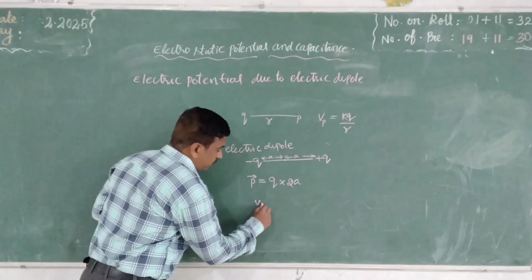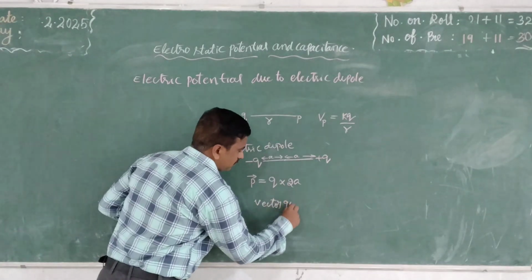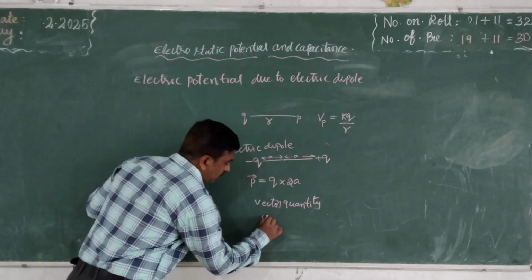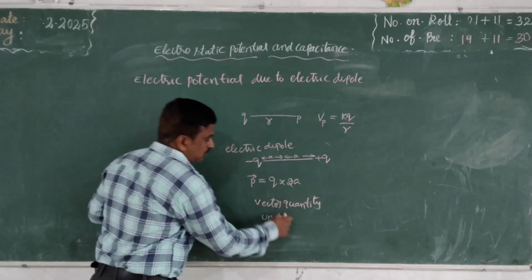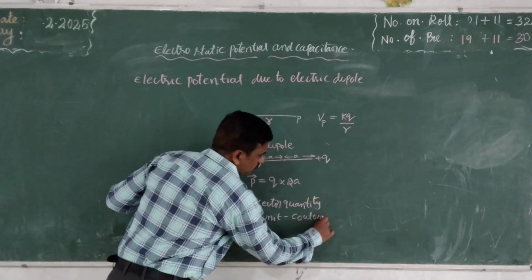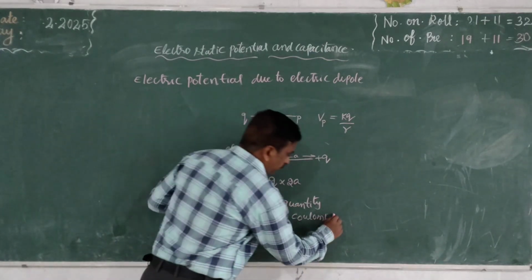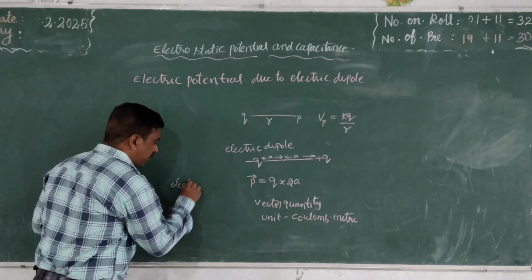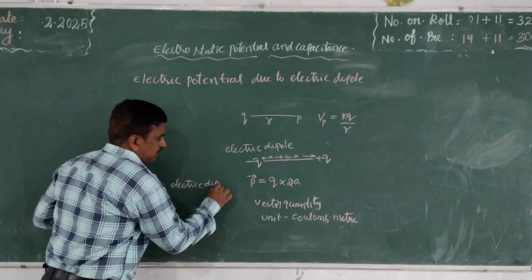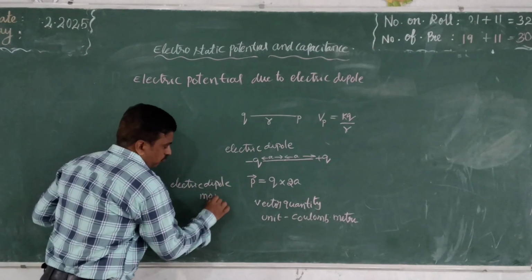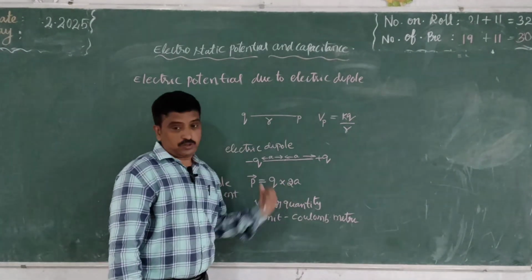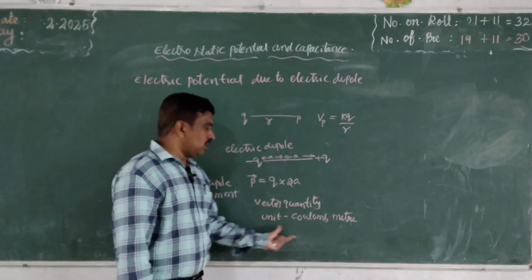It is a vector quantity. Its unit: charge is in coulomb and length is in meter, so coulomb meter is the unit of electric dipole moment. The electric dipole moment is represented by P, P equal to q into 2a. It is a vector quantity, and its unit is coulomb meter.